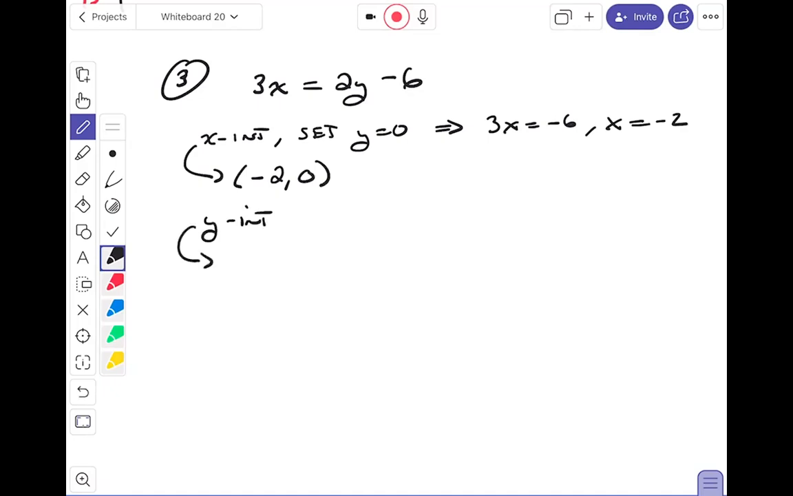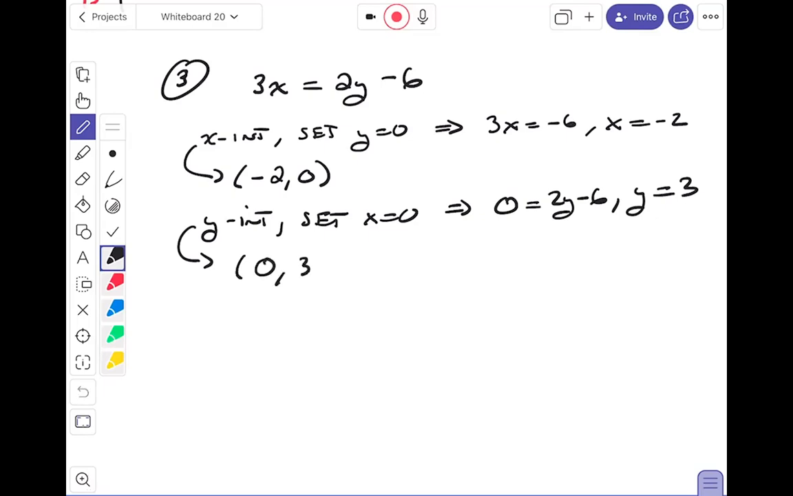How to get a y-intercept? Set x equals 0. What do you get? Well, 0 equals 2y minus 6. I'm going to say it's pretty obvious, but again, if you need to, add 6 to both sides and divide by 2, that's fine too. What do you get over here? 3. So what's the y-intercept? The y-intercept would be, let's see, 0 for x, 3 for y.